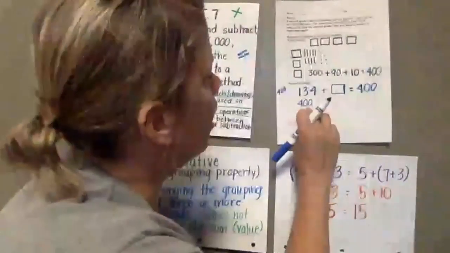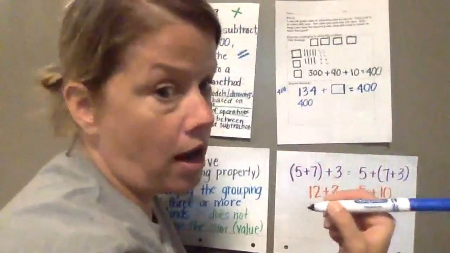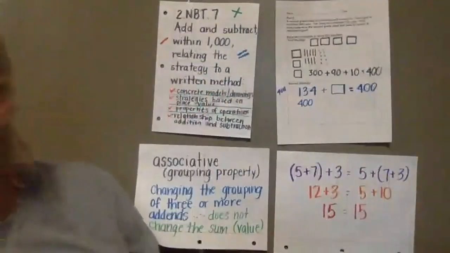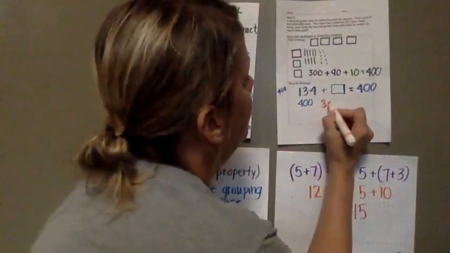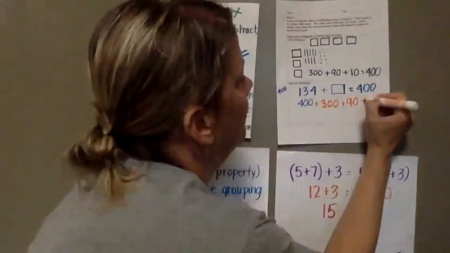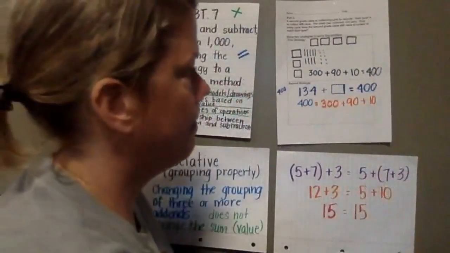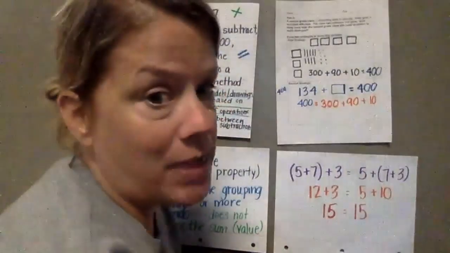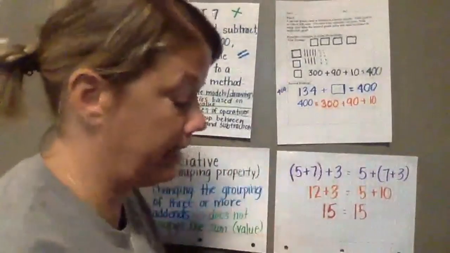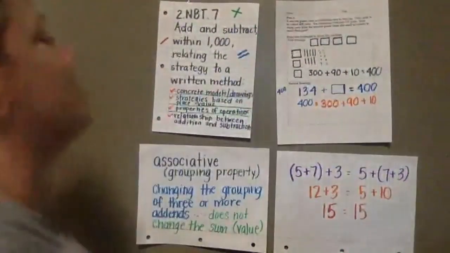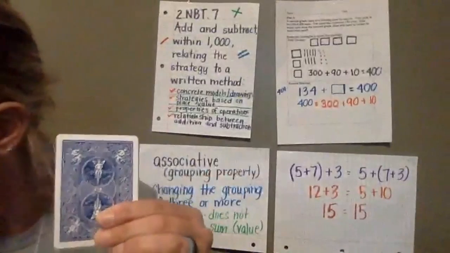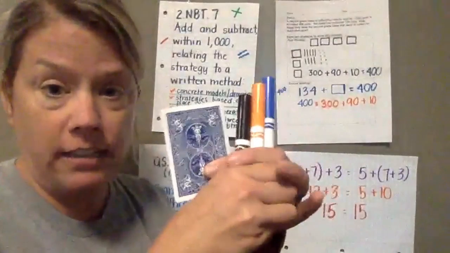So if I take this 400 and I say, I know 400 is the same as, let me get a different color because we did this yesterday. So we know this is 300 plus 90 plus 10. Okay. And so then if I know that I already have 134, that's 100. That's like this. Let me show you. Oh, come on, Miss Street. Stretch it. That's 134, 30.